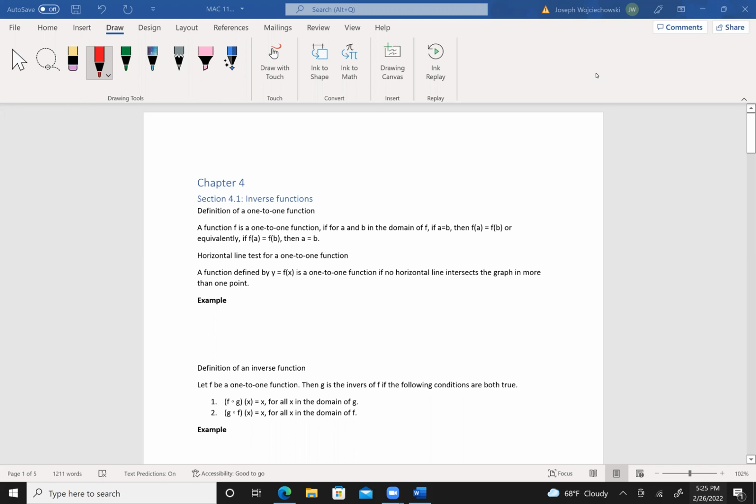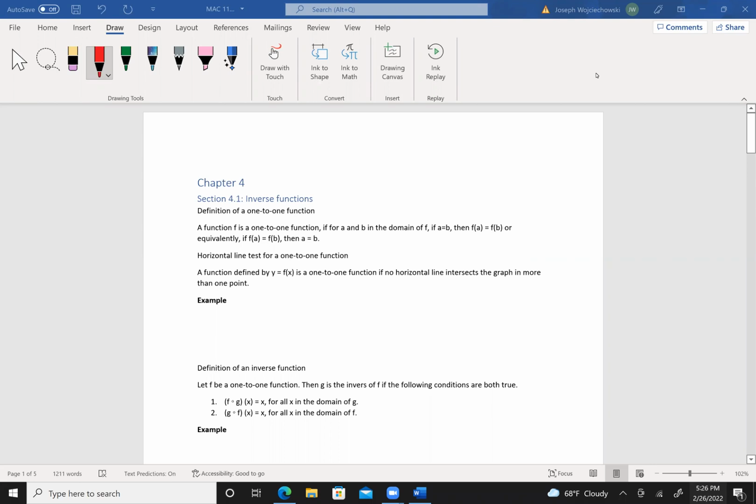A function f is a one-to-one function if for a and b in the domain of f, if a equals b, then f of a equals f of b, or equivalently, if f of a equals f of b, then a equals b.